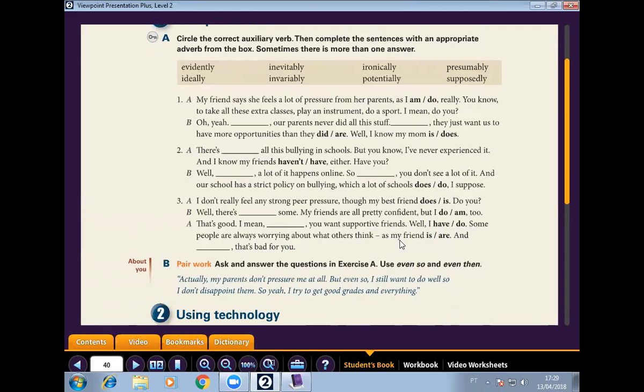Another thing: as my friend is or as my friend are. Obviously, for obvious reasons, my friend, third person singular, we cannot use "are," only "is." Okay? So that's not a big deal. You just have to concentrate and check the correct auxiliary. And to finish up, we have one more. We could have "potentially," okay? It's the one that fits here. I can't see any other that fits here rather than "potentially."